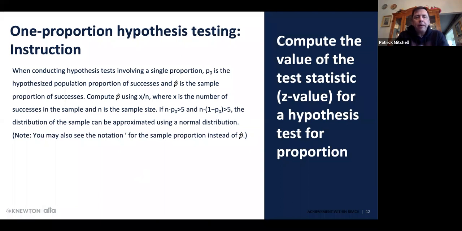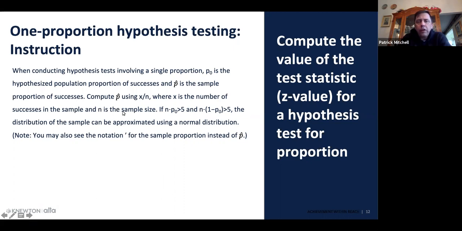When conducting hypothesis tests involving a single proportion, p sub 0 is the hypothesized population proportion of successes, and p hat is the sample proportion of successes. The way that we will calculate p hat is by using x divided by n, where x is the number of successes in the sample and n is the sample size.